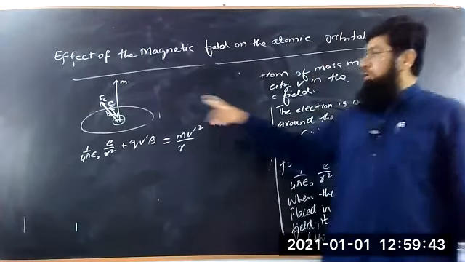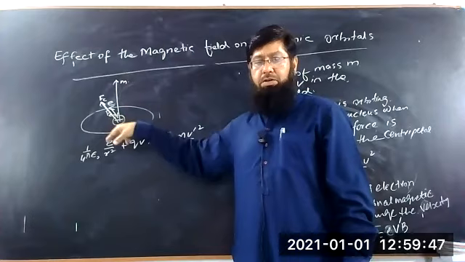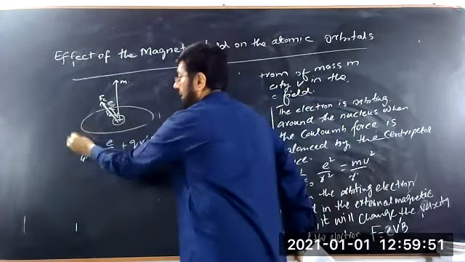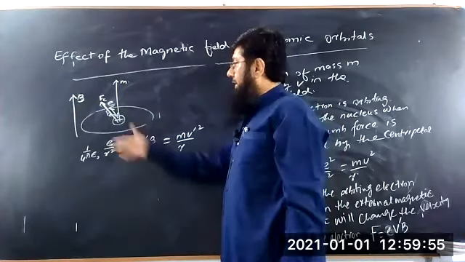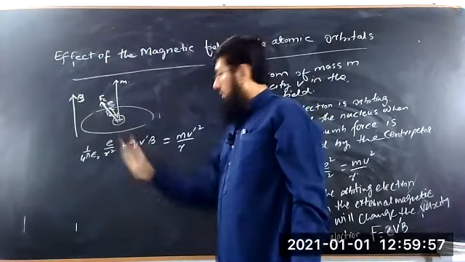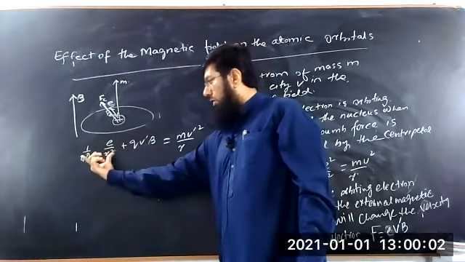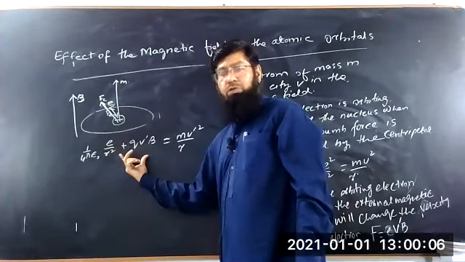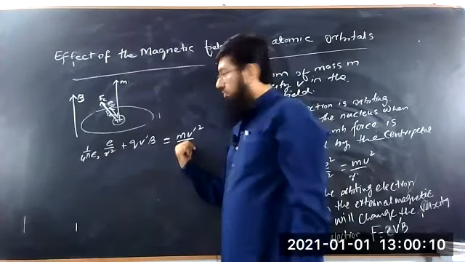So now both forces, Coulomb force and magnetic force, are acting upon it, because the moving charge is now placed in the external magnetic field B. So in the external magnetic field, the moving charge will experience the force, which is equal to this. Therefore, the total force will be equal to the electrical force plus magnetic force, and the sum of both forces is equal to the centripetal force here.